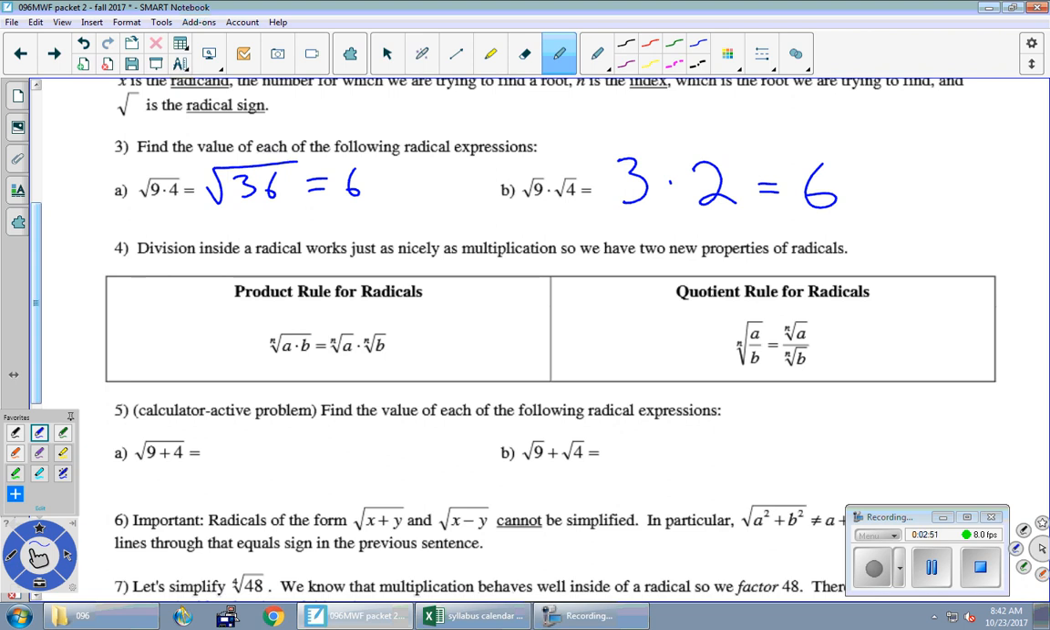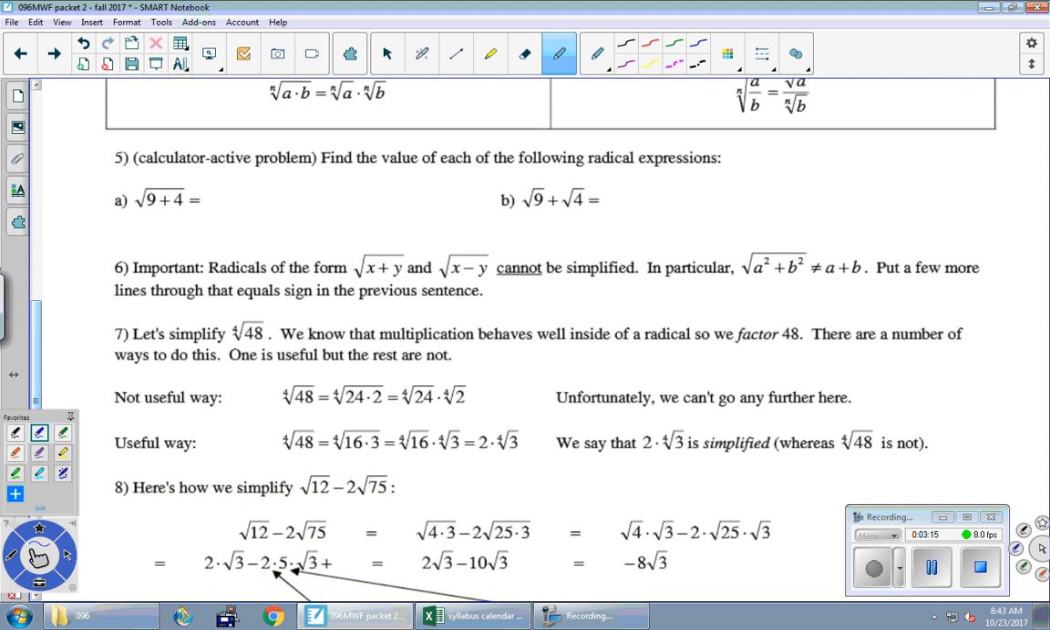It's not just true for square roots, but for any root, any index. Multiplication works really nicely. Same thing is true for fractions, for division. Division inside of a radical, you could either divide first and then take the radical last, that's the left-hand side, or you could take 2 radicals first and then divide last. That's the right-hand side. And they're going to give you the same answer either way.